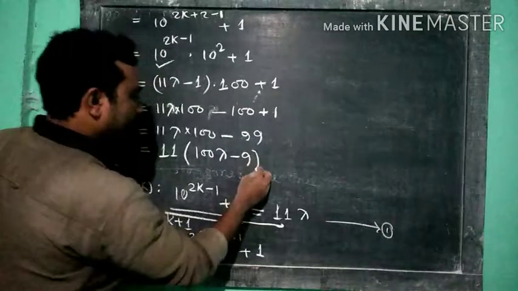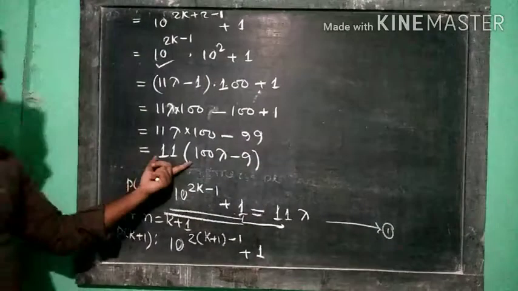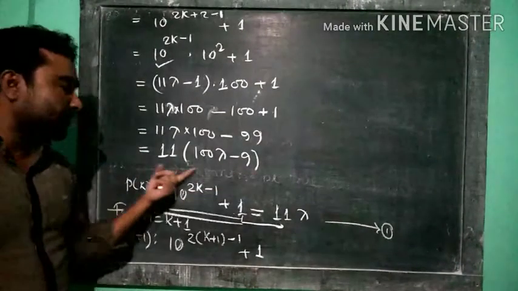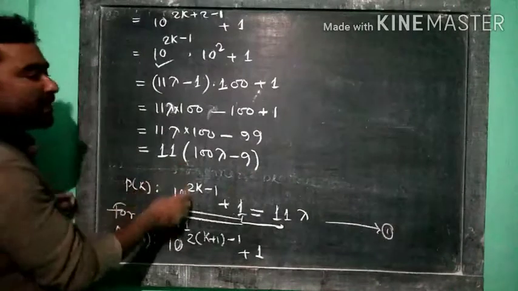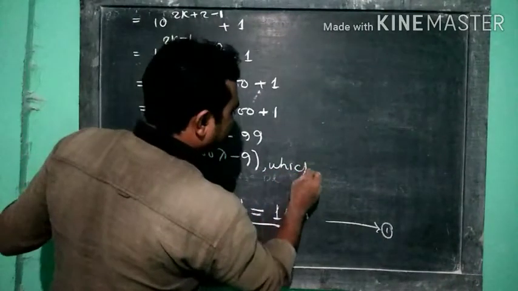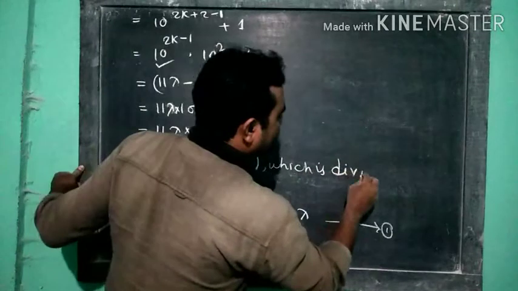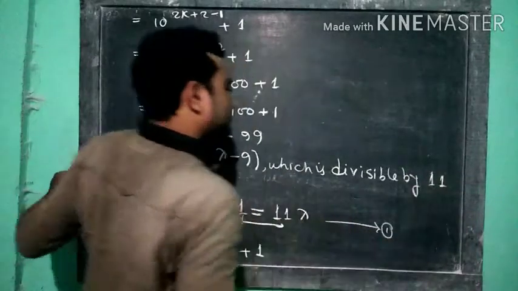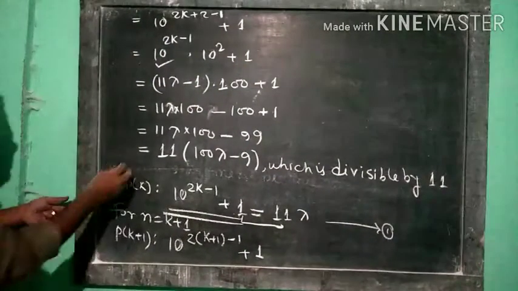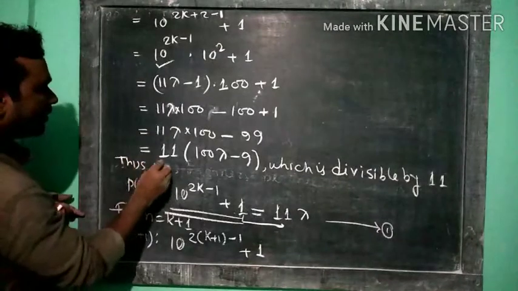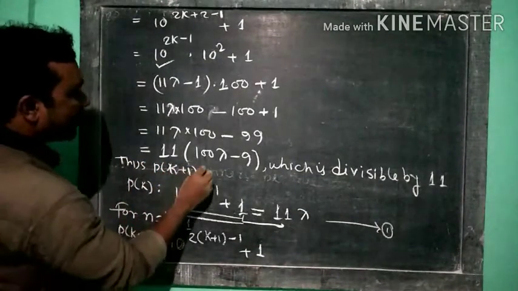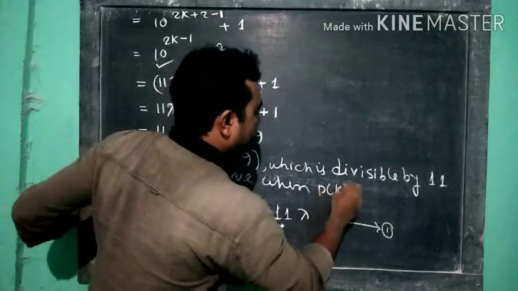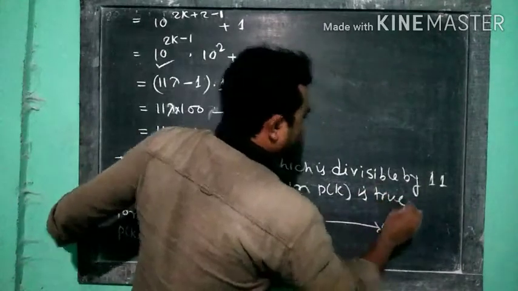100 lambda minus 9. Since 11 is multiplying with this number, we can say that this is a multiple of 11, that means this is divisible by 11. Thus P of k plus 1 is true when P of k is true.